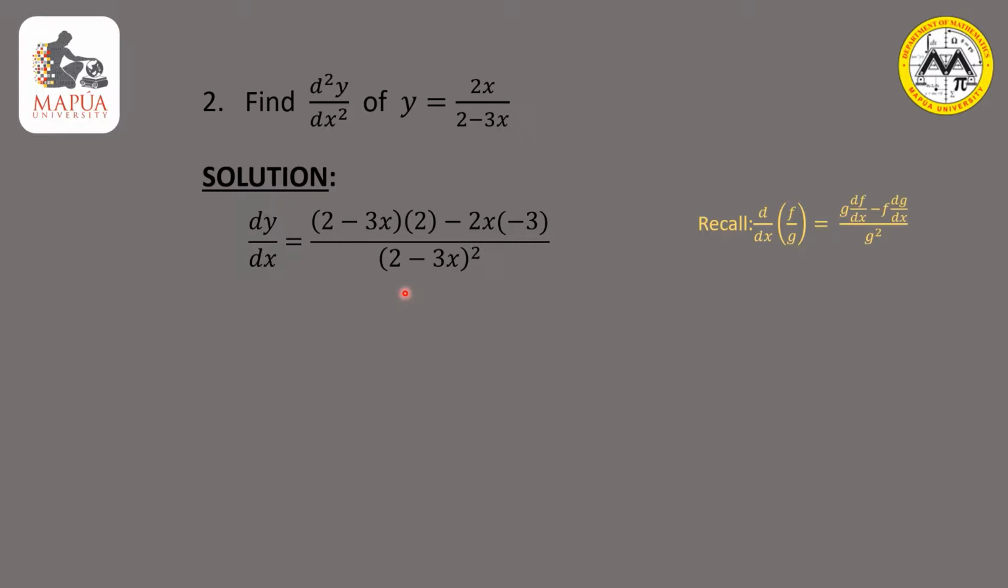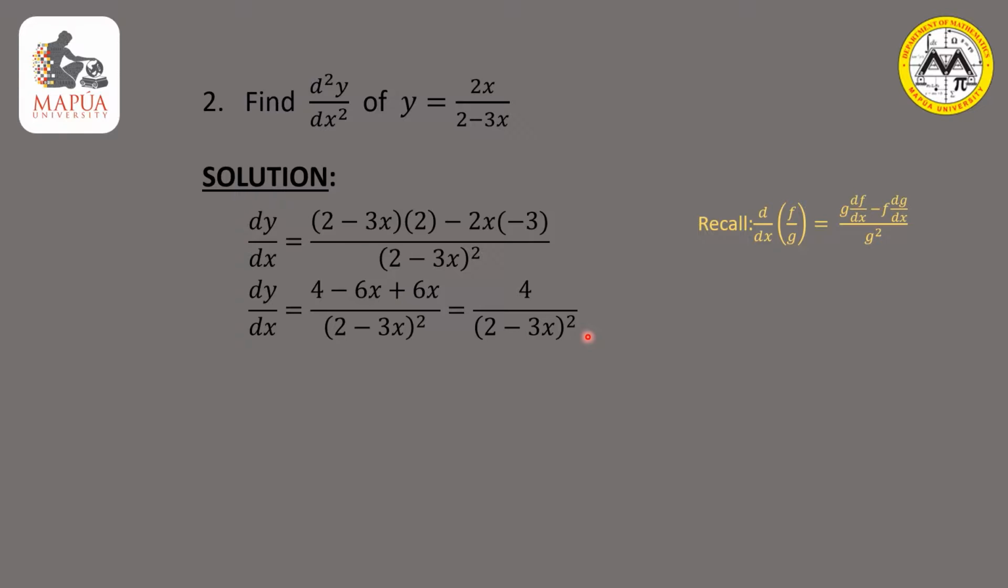Okay, so what we do next is to simplify the numerator. We multiply these factors together and then combine similar terms so that the numerator now would be given by 4 minus 3x plus 6x. Simplifying the numerator, combining similar terms, then that would just give us a 4 to be divided by the square of 2 minus 3x.